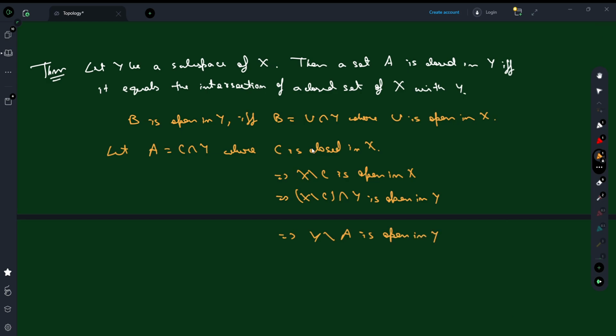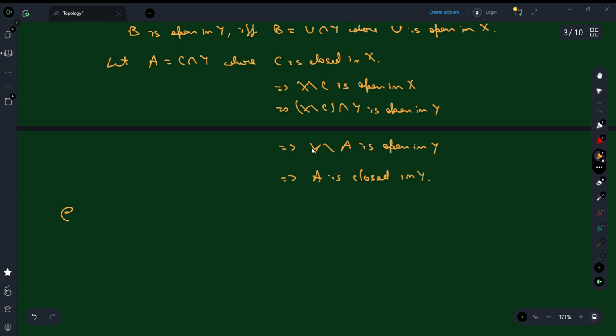Now this is elementary set theory. But Y minus A is open in Y means A is closed in Y. That's quite obvious.